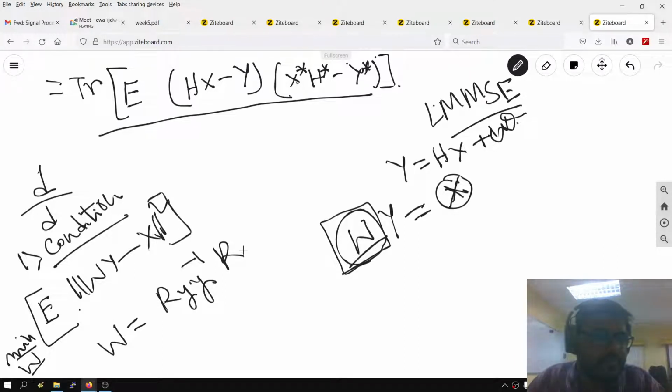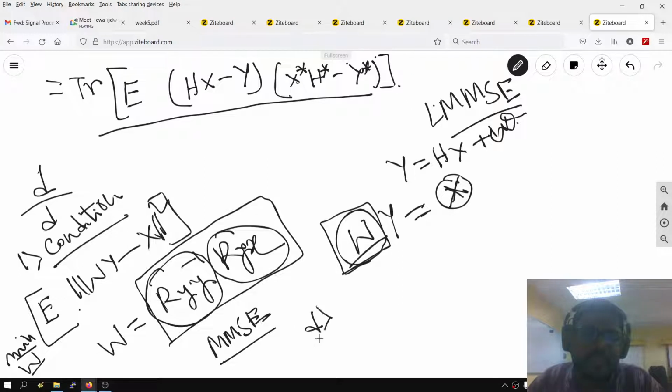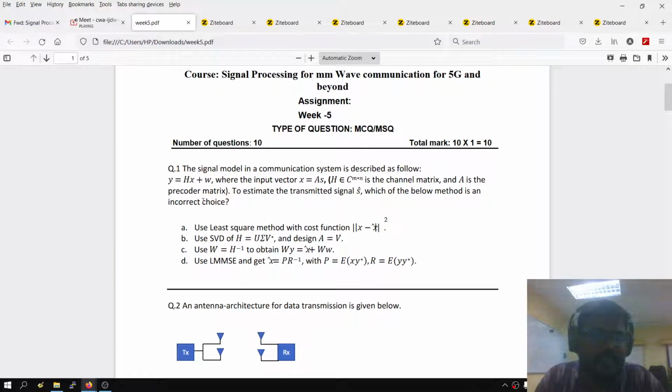R_xy, and the other parameter that comes as y. So these are the two factors. Only if we know these statistics can we derive the MMSE. So option D is also correct here. So all the options are correct except option C. So the right answer is option C here.